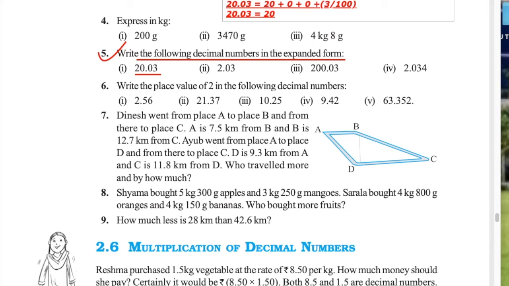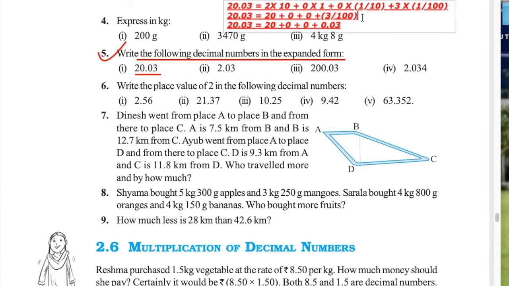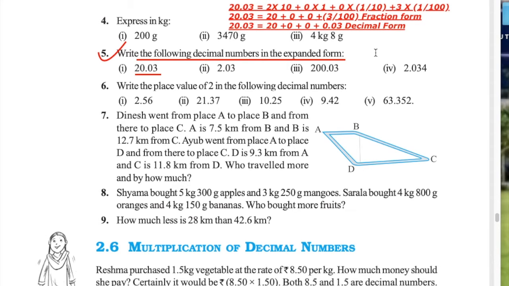Now see the decimal form. You will write 20 plus 0 plus 0 at tenth place, and then plus 0.03. 3 by 100 will be 0.03. So this is your fraction form, and this is your decimal form. So we have written expanded form in two forms, fraction form and decimal form.